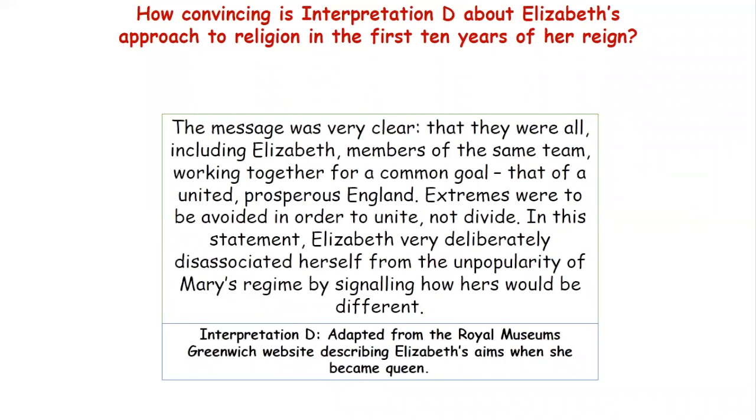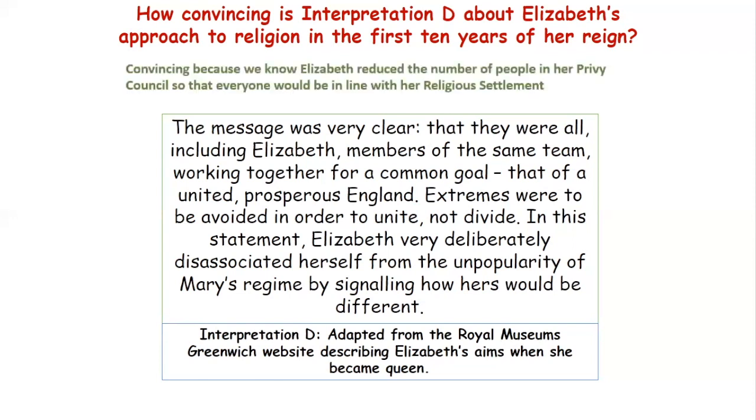The message was very clear that they were all, including Elizabeth, members of the same team, working together for a common goal, that of a united, prosperous England. Extremes were to be avoided in order to unite, not divide. In this statement, Elizabeth very deliberately disassociated herself from the unpopularity of Mary's regime by signalling how hers would be different. Now, we're looking to see how convincing this statement is, and we're going to unpack this statement. I'm then going to give you a chance to answer the question yourself using the mark scheme.